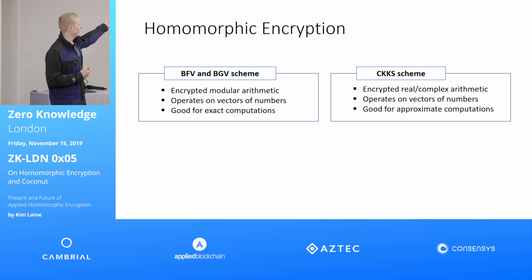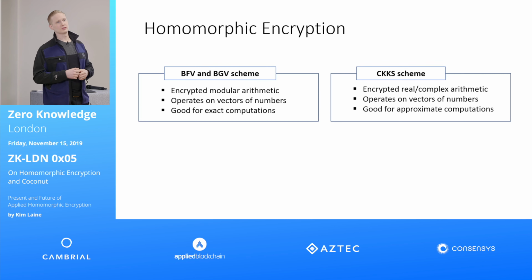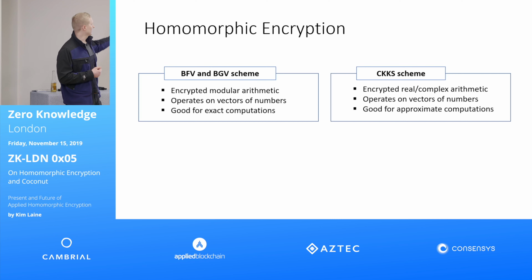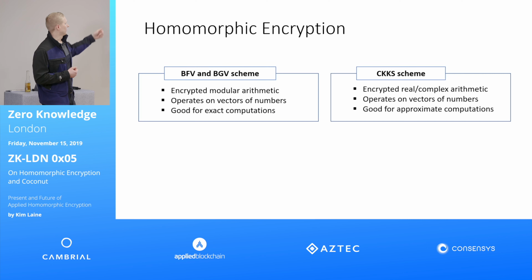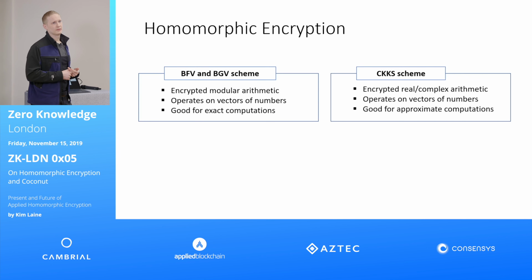With BFV and BGV, you can compute encrypted modular arithmetic. If you have some number modulo a prime p, and another number, you can encrypt these and get the modular arithmetic to happen while doing the computation only on the ciphertext. Actually, a little bit more accurately, all three of these schemes really operate on vectors of numbers, not on individual numbers. I'm going to come back to that soon. It's a very important point to understand.